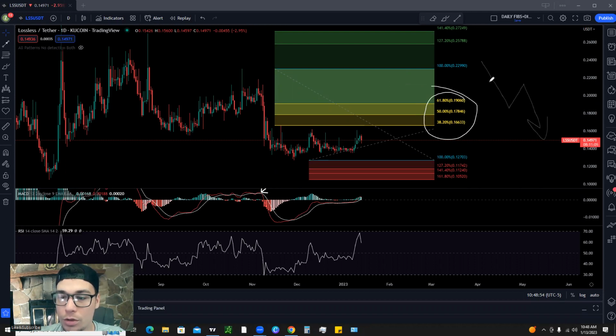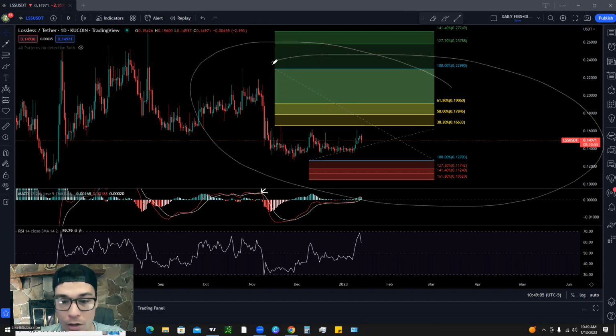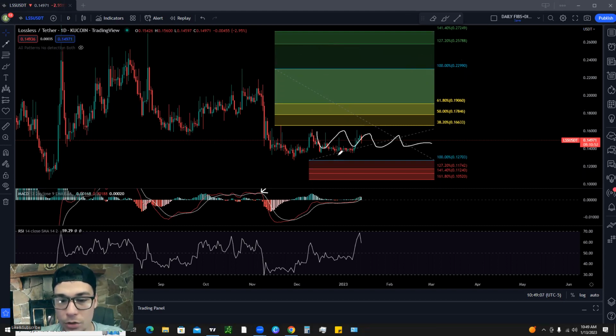Once you break through those retracement levels, if we retrace and then break through them, that's when we can get a reversal and create a high and a higher high. That's currently what we're looking for right now on Lossless. We're right in between two major zones. We're heading up towards our major retracement levels.